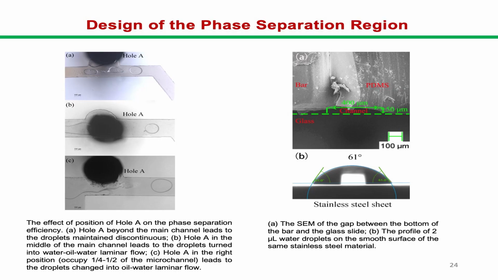And then we try to study the effect of the position of the stainless steel bar in the hole A. As you can see, in this case, we can get very good laminar flow of both organic phase and also aqueous phase. And then we use SEM to determine the distance, and found the distance is like indicated here. We also use the determination of the contact angle of the microdrop on the stainless steel. As you can see, the contact angle is 61 degrees.